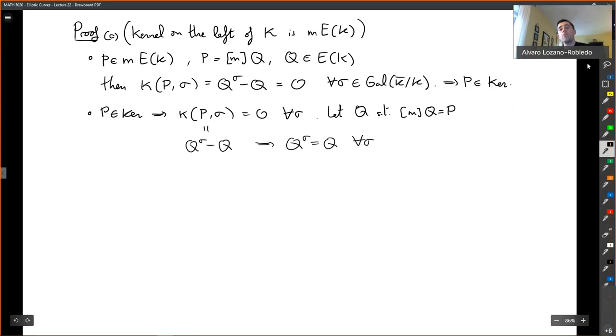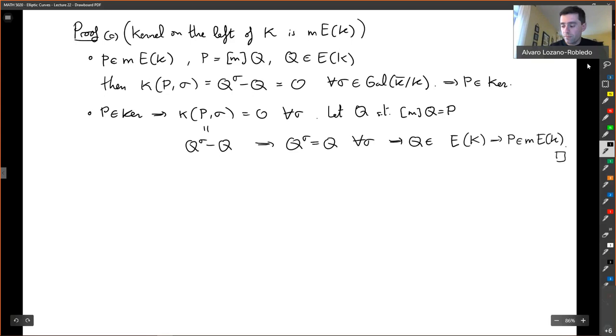And again, by Galois theory, now in the other direction of Galois theory, if something is fixed by every Galois element, then it's in the base field. So Q is in the base field. It is defined over K, and therefore P belongs to M times EK, because P is M times Q, and Q is over K. So we've proved both directions for the kernel on the left.